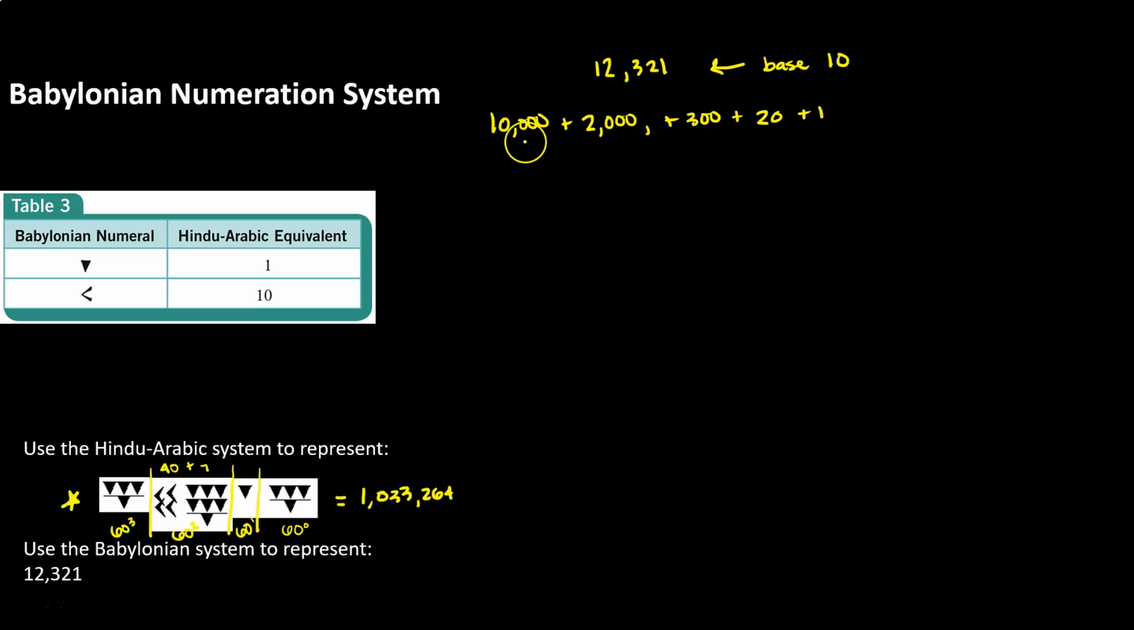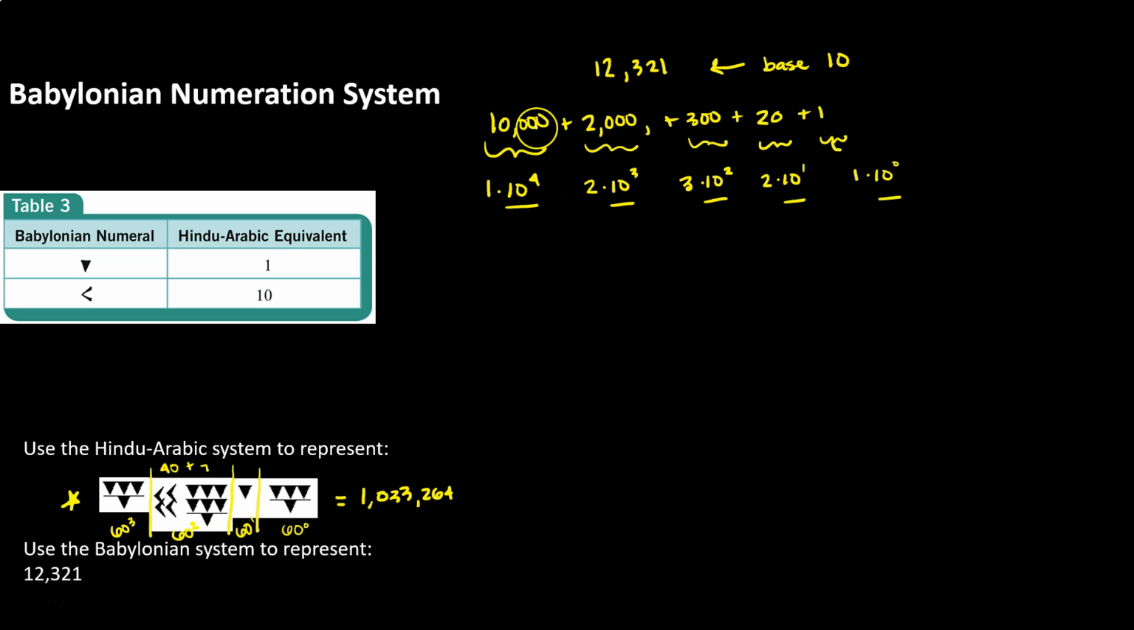And I can represent each of these expanded numbers as a digit times a power of 10. For example, 10,000, I can write that as 1 times 10 to the 4th power. 2,000, I can write that as 2 times 10 to the 3rd power. 300, I can write that as 3 times 10 squared. 20 looks like 2 times 10 to the 1st power. And 1, as silly as it seems, we can write that as 1 times 10 to the 0 power. So we can see that we're using a base 10 place value system.